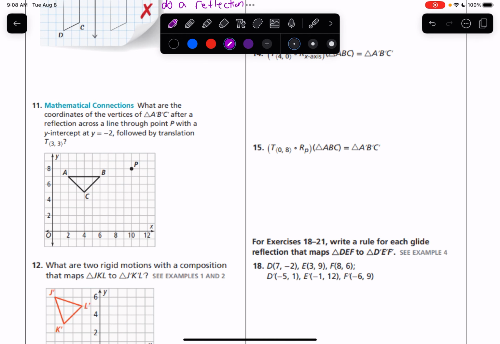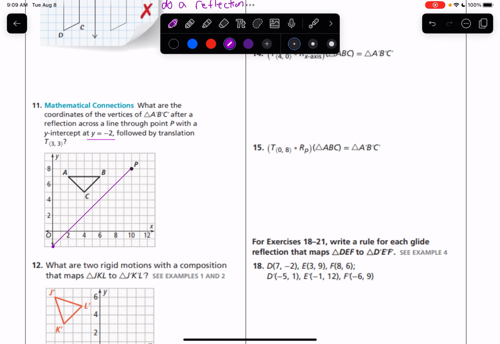Number 11 is a tricky one. All right, so if you didn't get this, that's okay. What are the coordinates of the vertices of triangle A prime, B prime, C prime after reflection across a line through point P with a y-intercept at y equals -2? So in this case, we're actually going to be reflecting this triangle across a diagonal line. So if we put a y-intercept down here at y equals -2, and we connect the 2 points, point P and that y-intercept, and we show what that line would look like, that is going to be our reflection line.